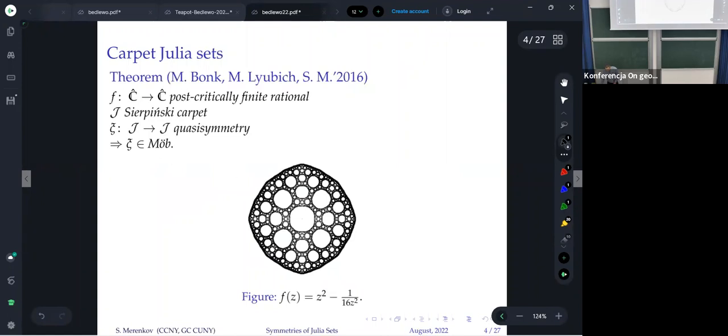The first result I will mention has been a little while ago. This is joint work with Mario Bonk and Misha Lyubich. We proved that for any post-critically finite rational map, for example that one, whose Julia set is a Sierpiński carpet, so homeomorphic to the standard carpet, every quasisymmetry would have to be a restriction of a Möbius transformation to the carpet. A restriction of a Möbius transformation.